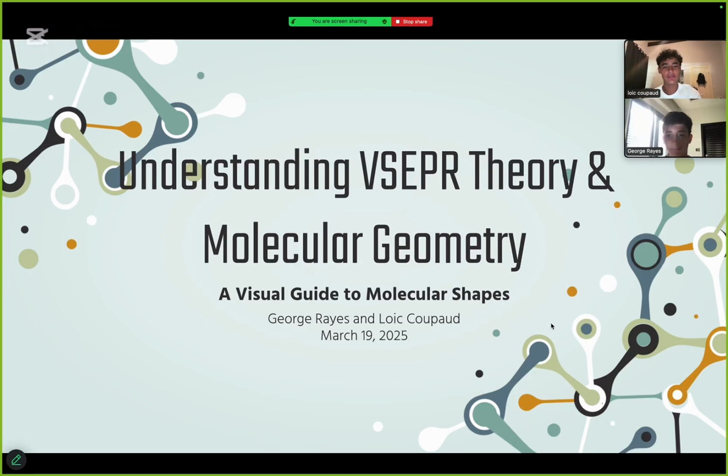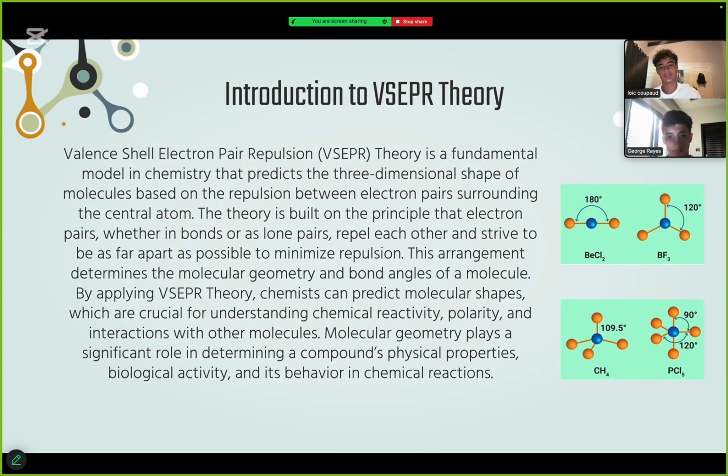We'll be understanding VSEPR theory in molecular geometry. Let's get started. So first off, for the definition, valence shell electron pair repulsion theory is a fundamental model in chemistry that predicts the three-dimensional shape of molecules based on the repulsion between electron pairs surrounding the central atom.